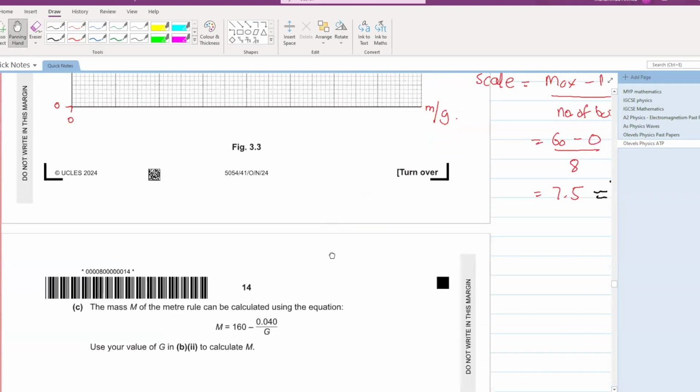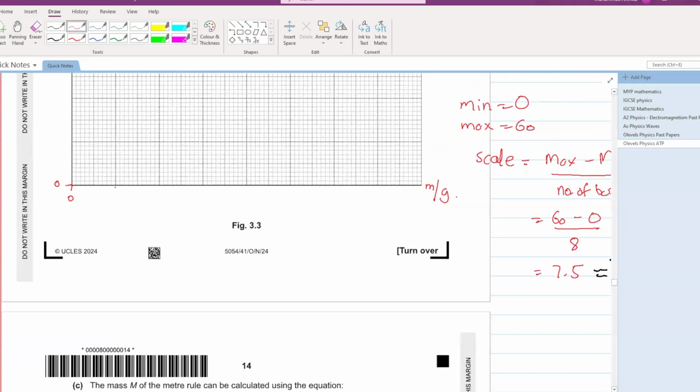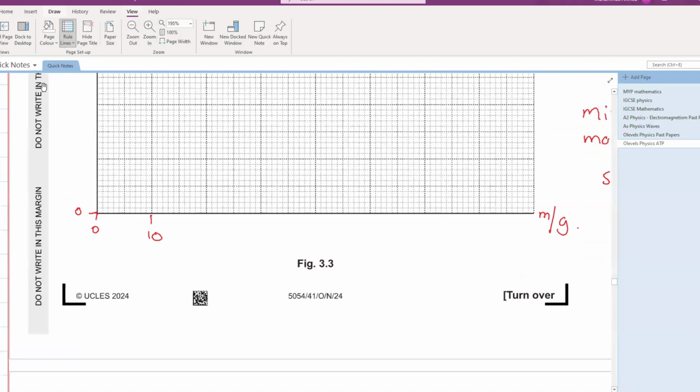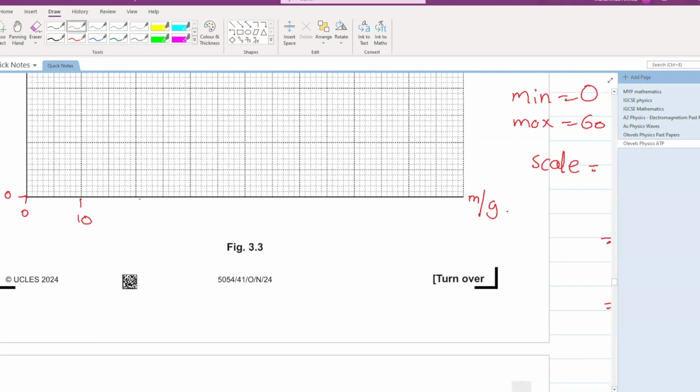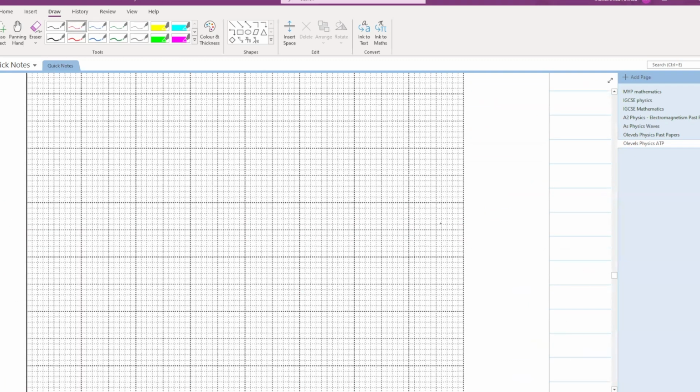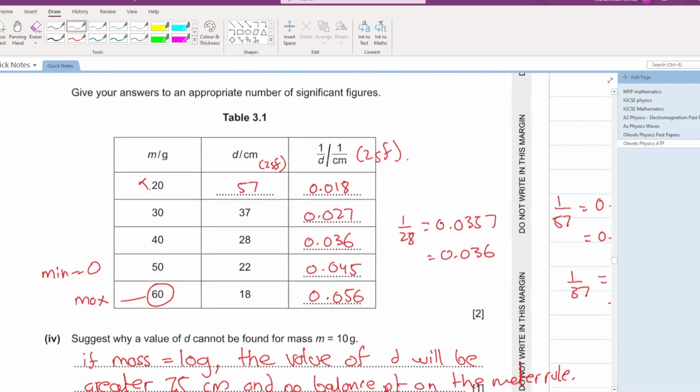Let's plot this on the x-axis. Let's say this is 10. Let's zoom in a bit. Let's say this is 10, this is 20, 30, 40, 50, 60, 70, and 80. Perfect.